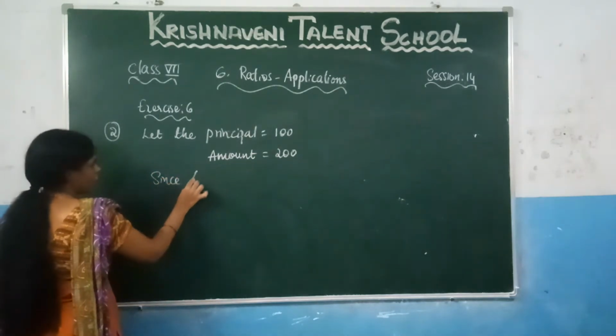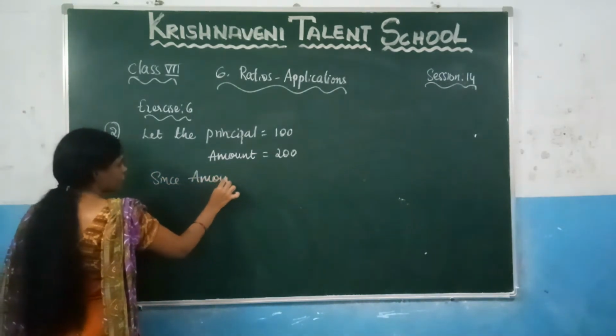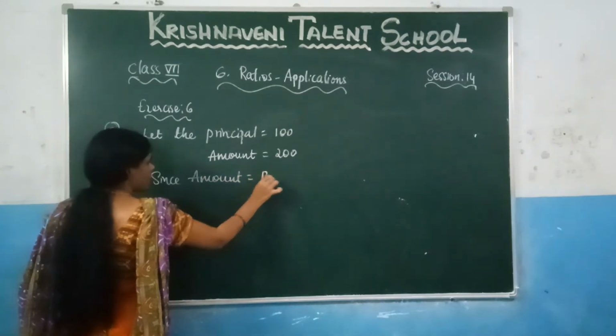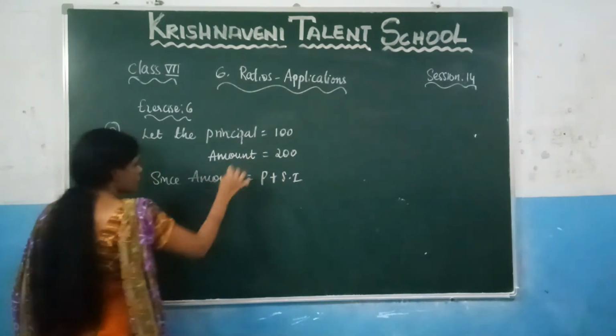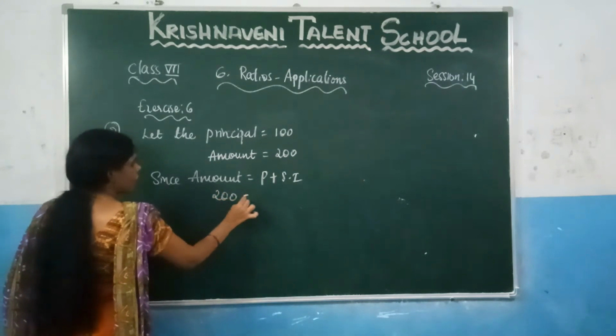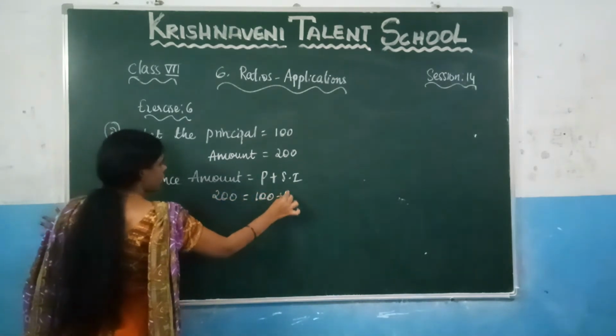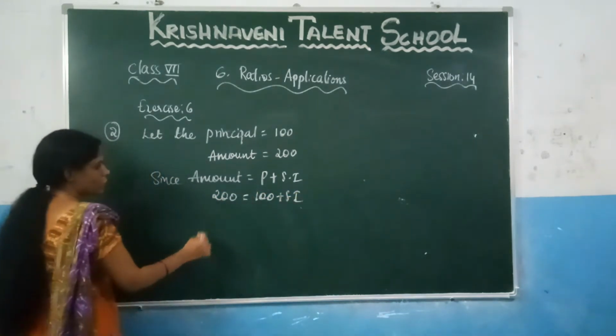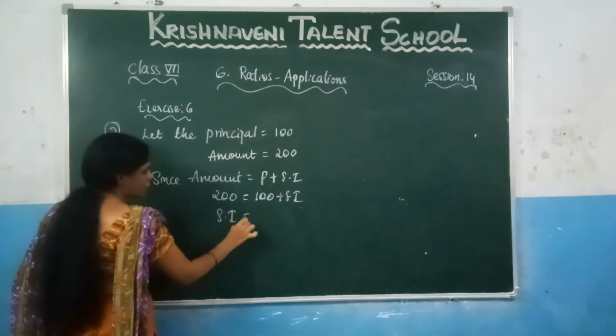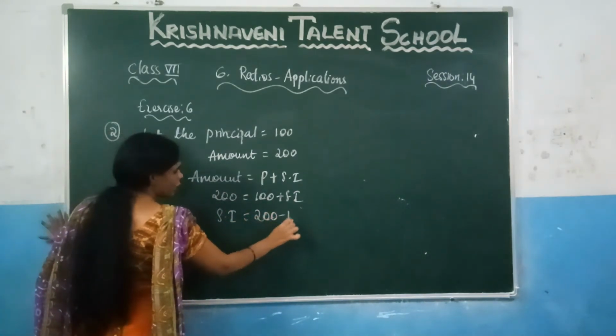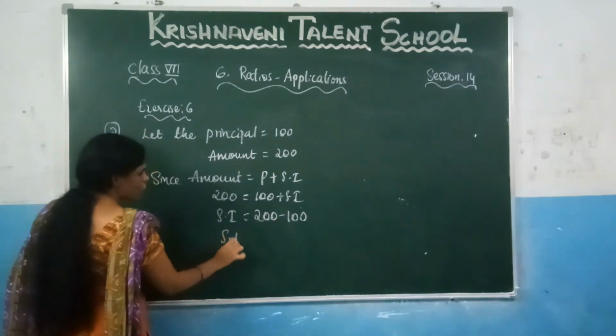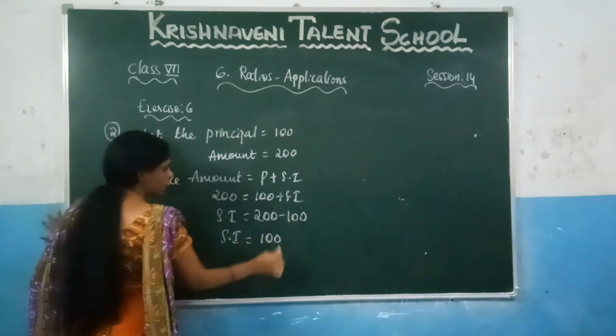Since amount is equal to principal plus simple interest, what is the amount? 200. And what is the principal? 100. If you take this 100 to this side, it will become subtraction. So that you will get it here, 200 minus 100. What is the simple interest? Which is nothing but 100.